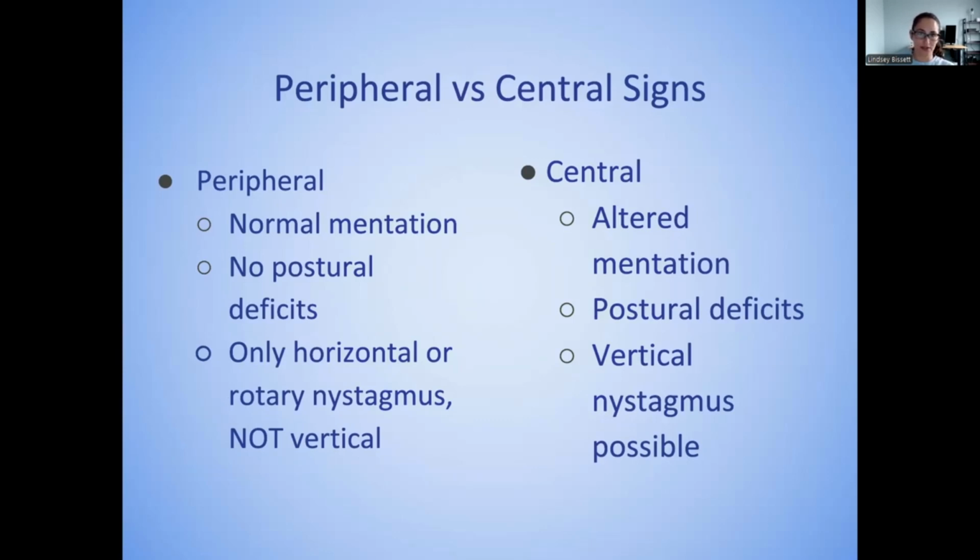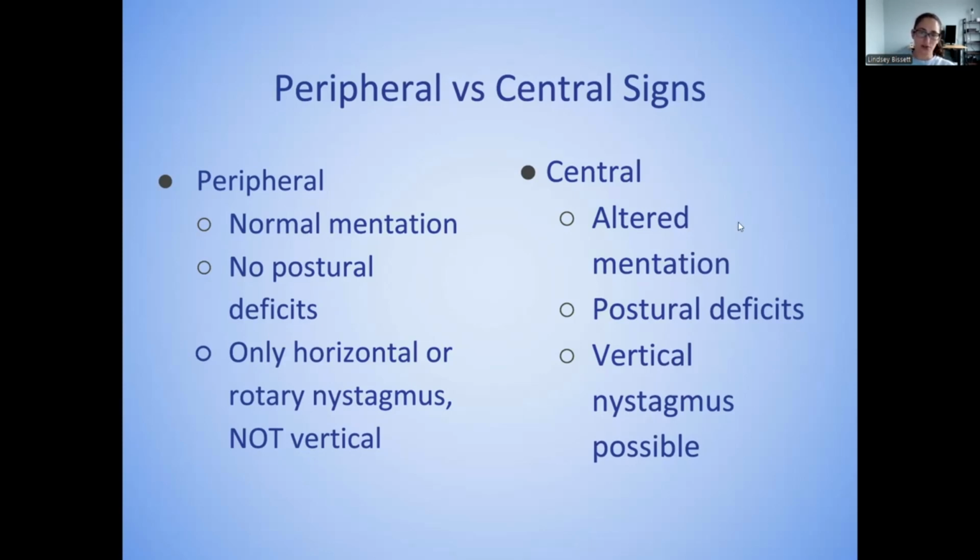One of the most important things to do on the physical exam is differentiating between peripheral nervous system and central nervous system. Peripheral is by far and large the most common thing that we're seeing, again idiopathic vestibular disease as well as inner ear issues. If it's peripheral, we're seeing normal mentation, no postural deficits, and only rotary or horizontal nystagmus. We do not see vertical nystagmus in peripheral vestibular disease. That is only seen in central vestibular disease.